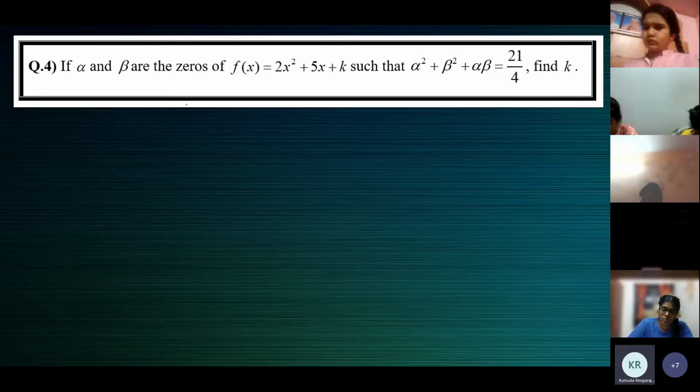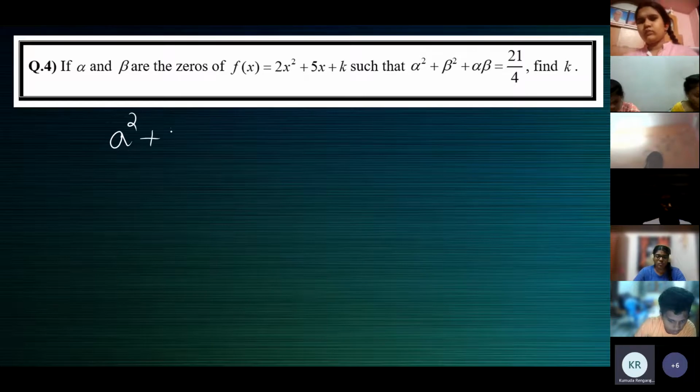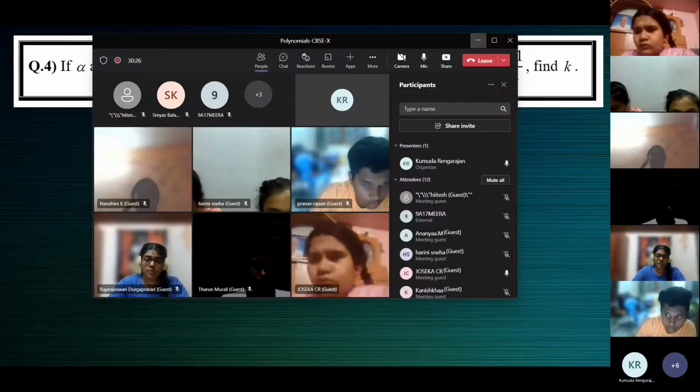So from the videos, what have you learned, children? What is a square plus b square? What is a square plus b square plus 2ab? Somebody's mic is enabled. Please disable your mic.